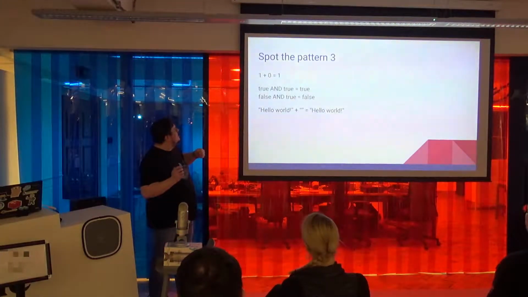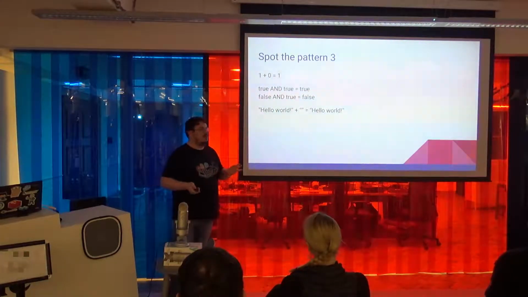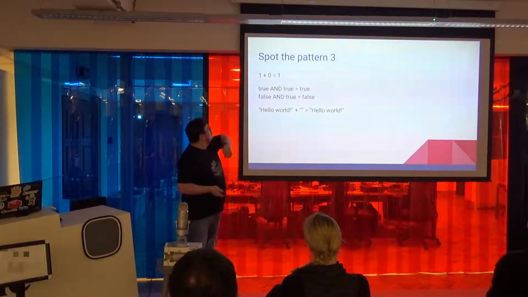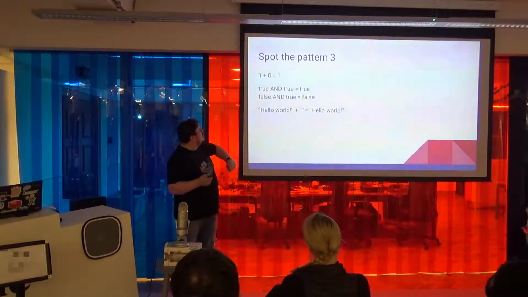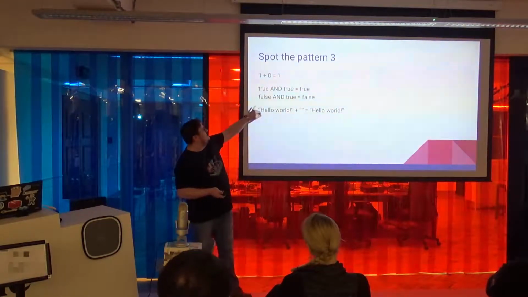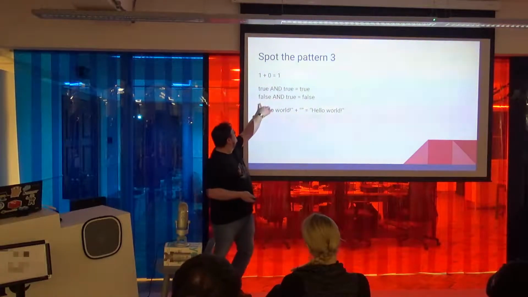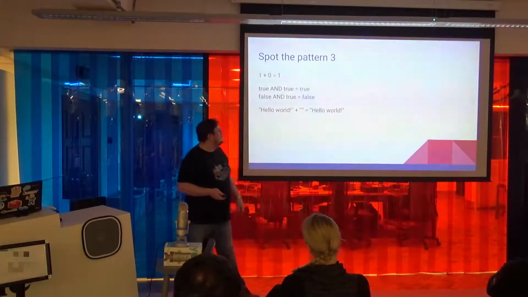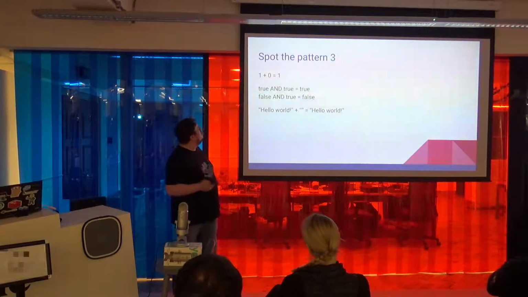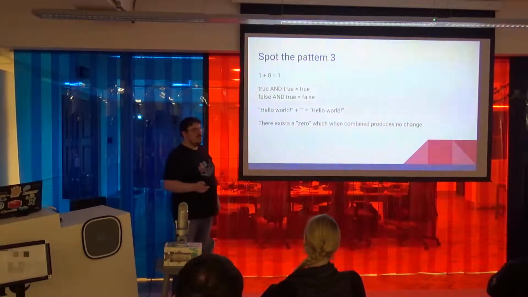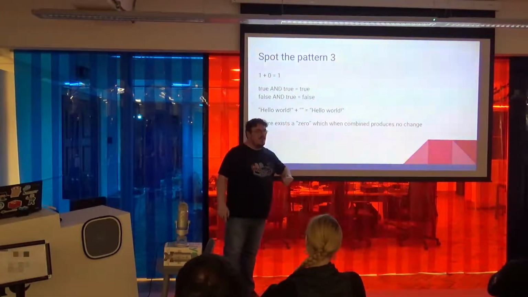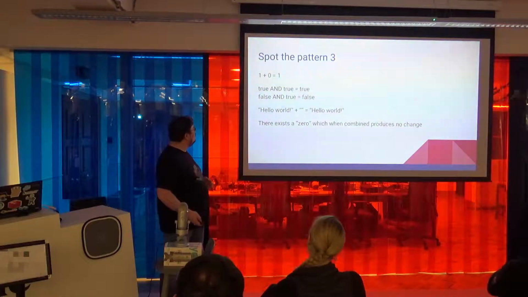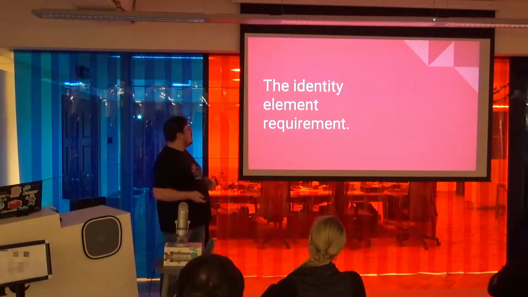Oh, yeah. Let's go for another pattern. It's the final one. So this pattern shows, let's see, we've got 1 plus 0 equals 1, true and true equals true, false and true equals false, and hello world with an empty string added is hello world again. These are interesting because there exists a 0, which when combined in this way, doesn't actually produce a change. And that's called the identity element requirement.